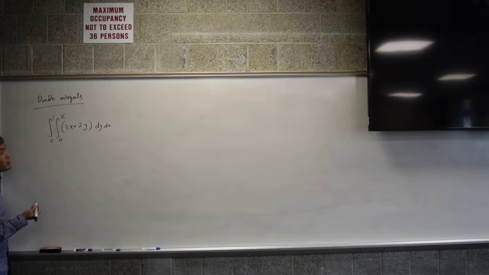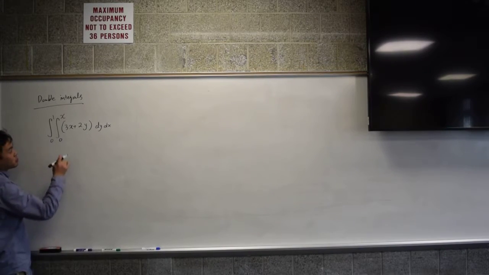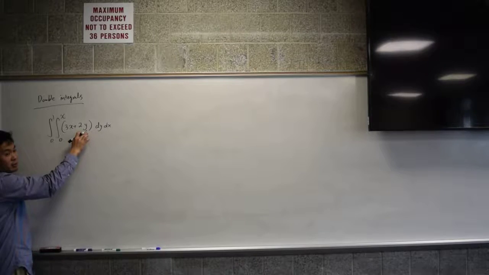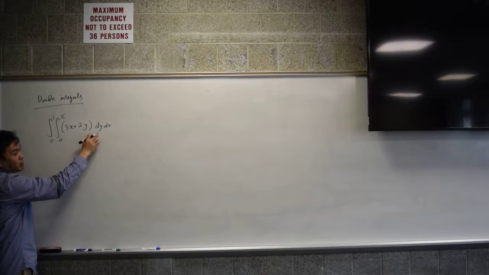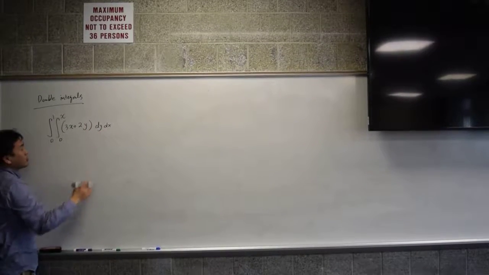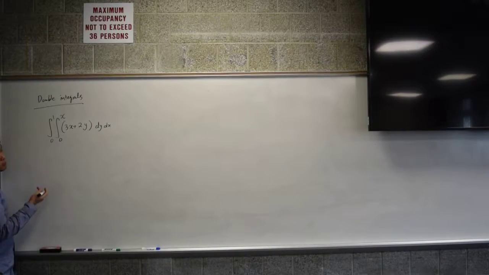So the generic form of a double integral looks like this. You have a function of x and y. You integrate by y and x, or it could be integrate by x and then y. Okay? All right, so let me first show you how it's computed, and then after you see how it's computed, we'll talk about its meaning.